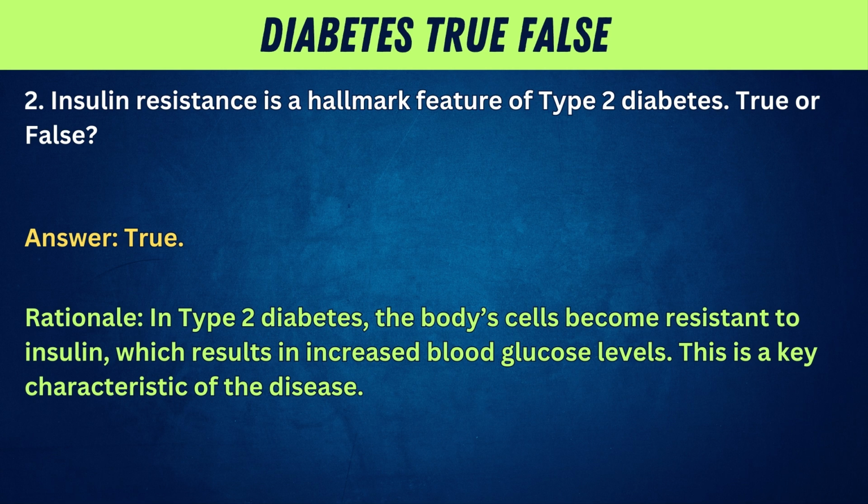2. Insulin resistance is a hallmark feature of type 2 diabetes. True or false? Answer: true. Rationale: in type 2 diabetes, the body's cells become resistant to insulin, which results in increased blood glucose levels. This is a key characteristic of the disease.